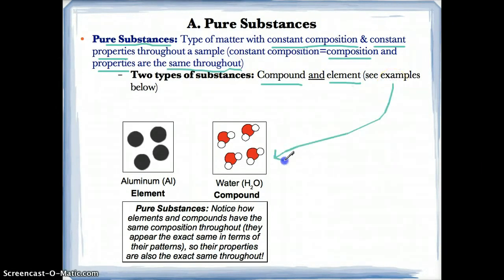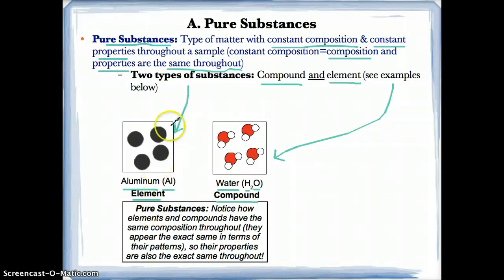And let's see an example of each of these below down here. An example of an element is aluminum, which is symbolized by capital A, lowercase l. An example of a compound, on the other hand, is water, which you might drink on a daily basis, and it's symbolized by H2O. So the two types of substances are elements such as aluminum, or Al, and compounds such as water, or H2O.